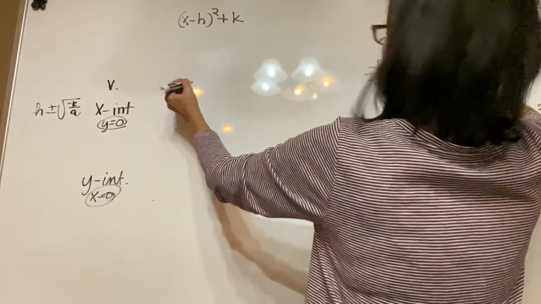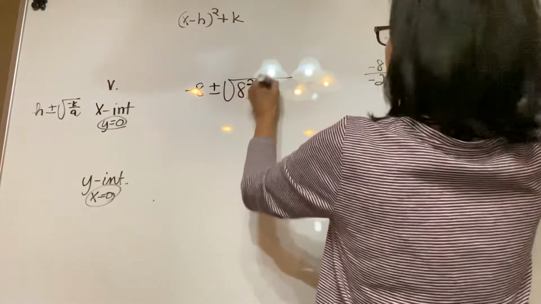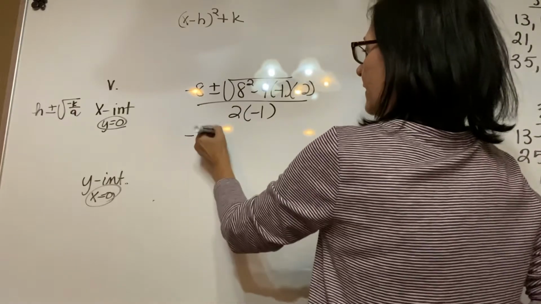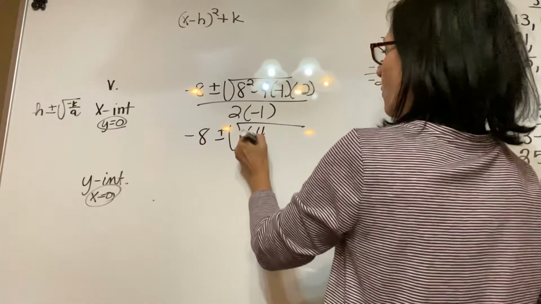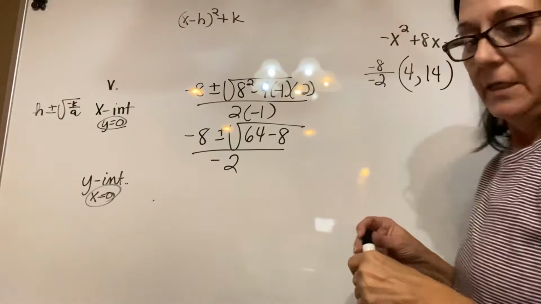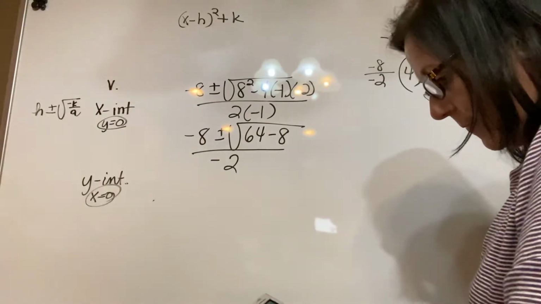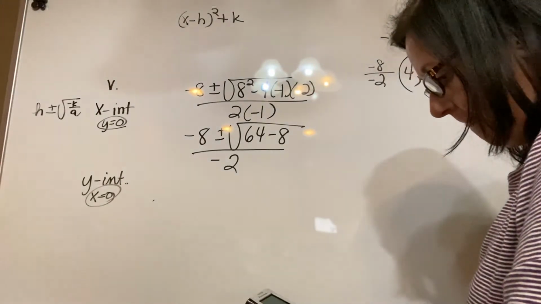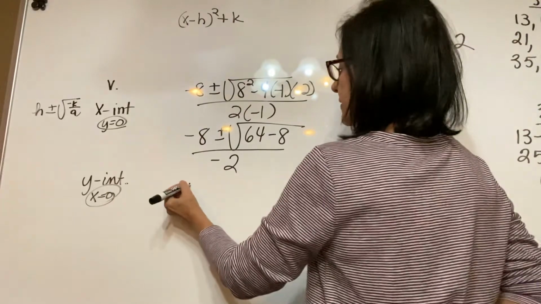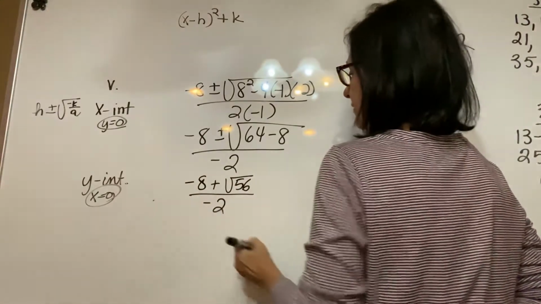So it's the opposite of b plus minus the square root of b squared minus 4 times a times c, all over 2 times a. So it's -8 plus minus the square root of 64 minus 8, all over -2. 64 minus 8, I believe, is 56. But the square root of 56, there's no perfect square root of 56. All right, so this is -8 plus the square root of 56 over -2.